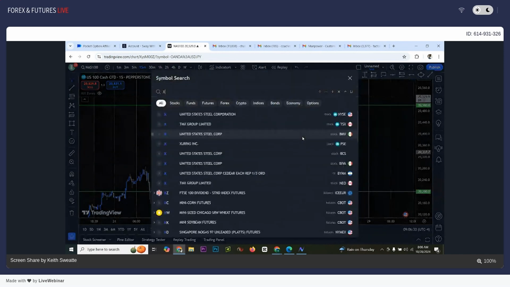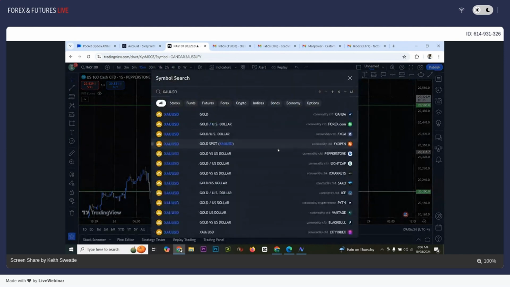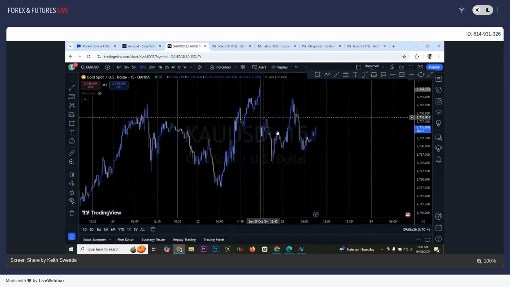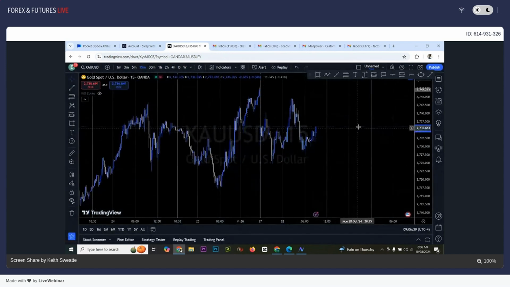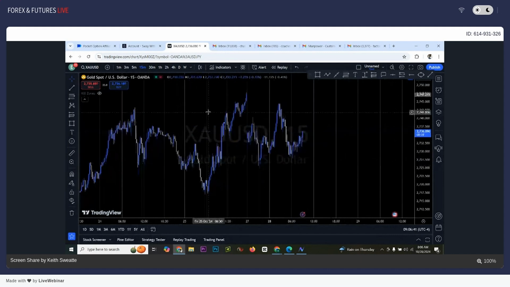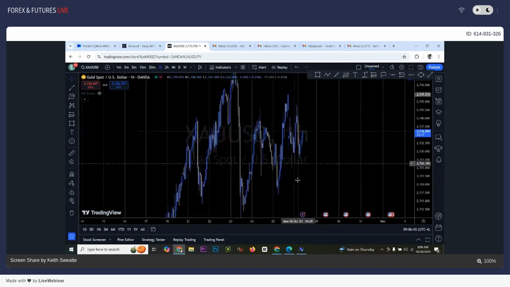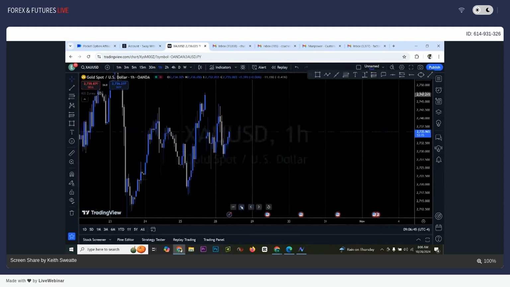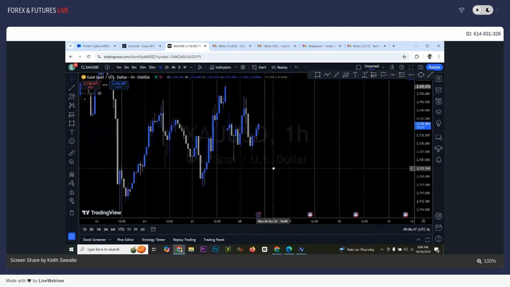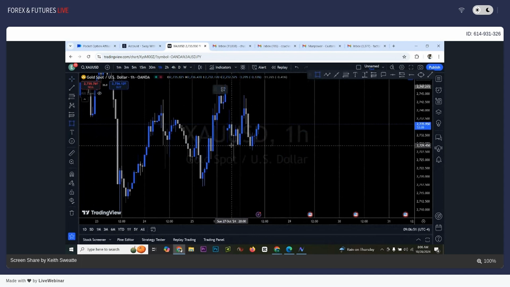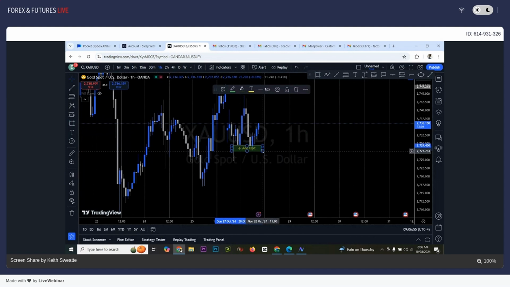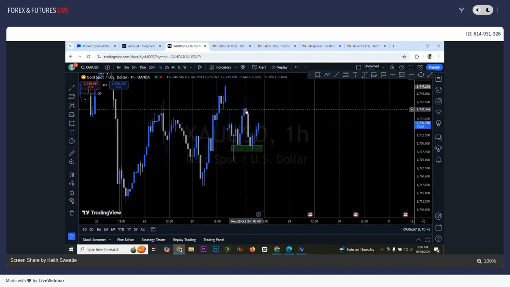Let's go to gold. So let's look at gold. Let's start on the hour time frame. What do we see here? Support. Right? What do we see here? Resistance.